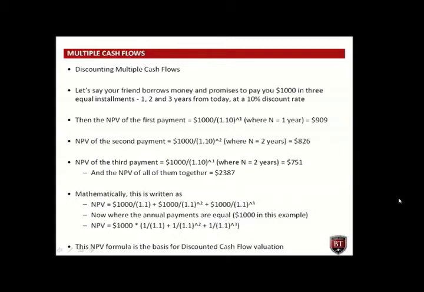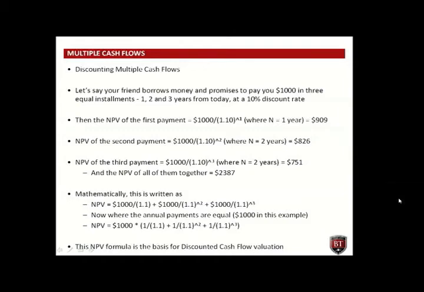Then the net present value of the first payment is 1,000 divided by 1.1, which is $909. The net present value of the second payment is 1,000 divided by 1.1, but to the power of 2, because it occurs at the end of the second year. And that has a value of 826. And likewise, the third payment, which occurs 3 years from now, is 1,000 divided by 1.1 to the power of 3, which is $751. And when you add all of them together, the net present value of these 3 $1,000 cash streams is $2,387 at a 10% discount rate.